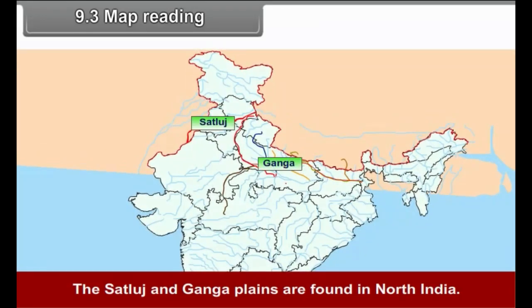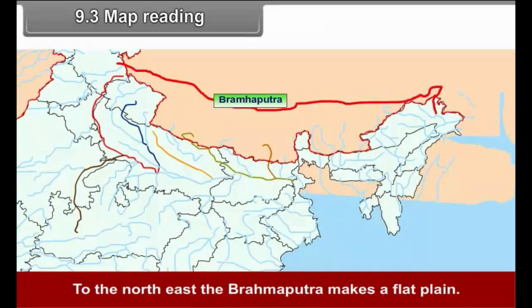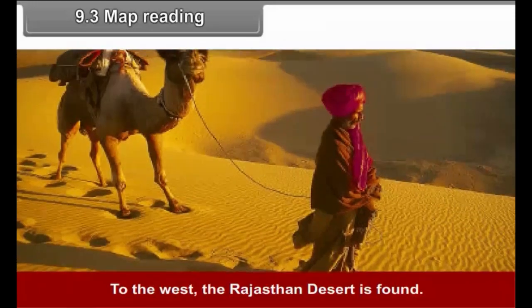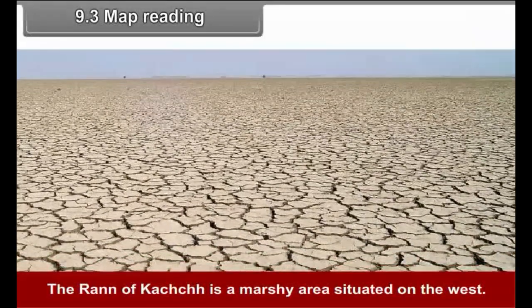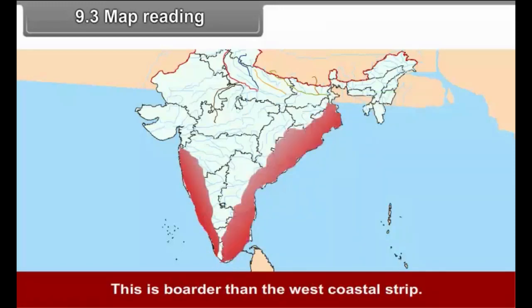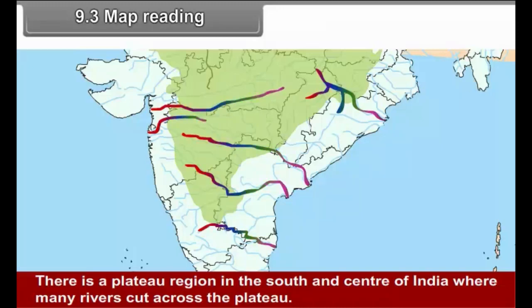The Satluj and Ganga plains are found in North India. To the northeast, the Brahmaputra makes a flat plain. To the west, the Rajasthan desert is found. The Rann of Kutch is a marshy area situated on the west. To the east, from West Bengal to Kanyakumari lies a plain area. This is broader than the west coastal strip. There is a plateau region in the south and center of India where many rivers cut across the plateau.